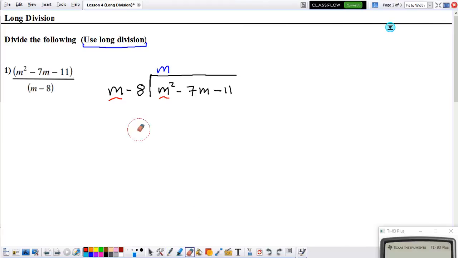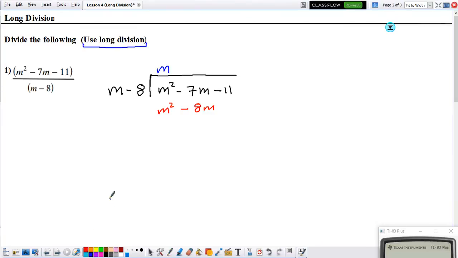Now that we have found out one piece of our answer, what we got to do is multiply everything on the outside by the number or expression that we found out. So let's do that. So here we're going to have m. If we multiply by m, that's going to give me m squared, which is exactly what we wanted. Let's actually do that in red. So we're going to have m squared because m times m gets me m squared. Now we're going to multiply everything. So I need to multiply this negative 8 as well. So negative 8 times m, that's going to give me negative 8m.